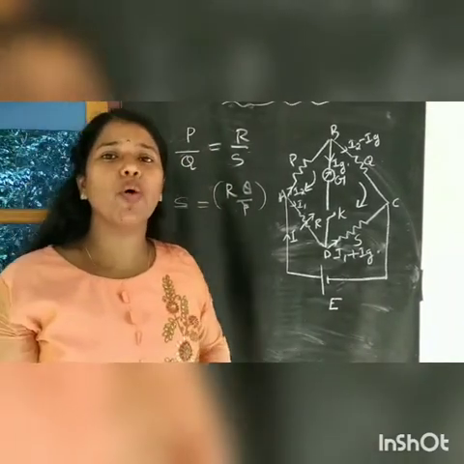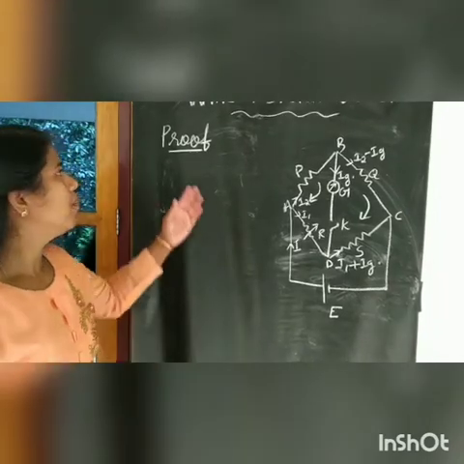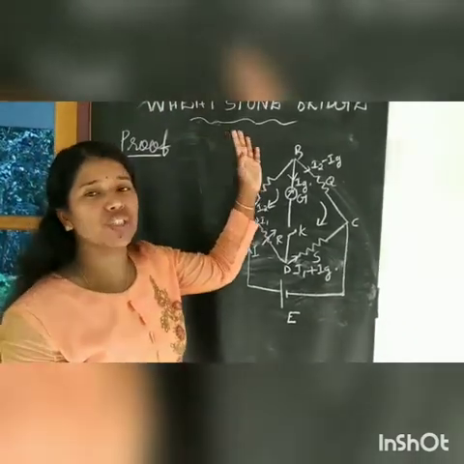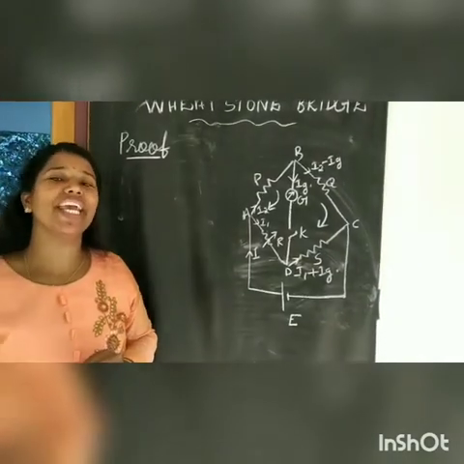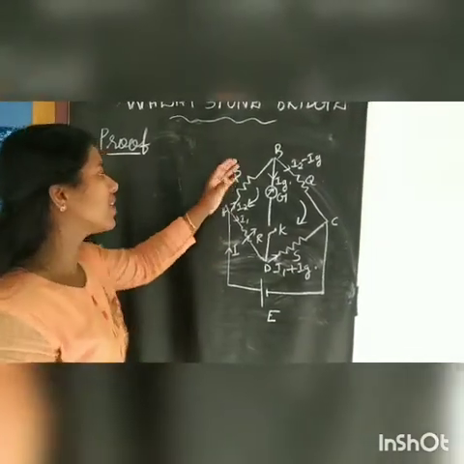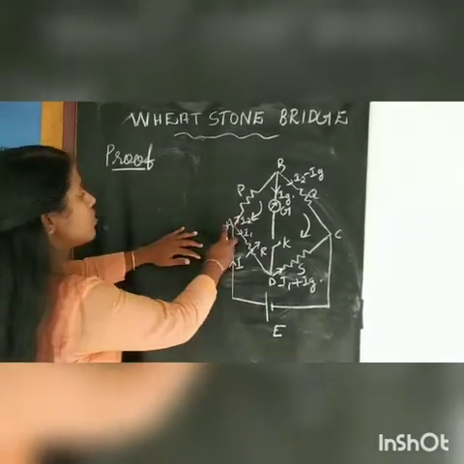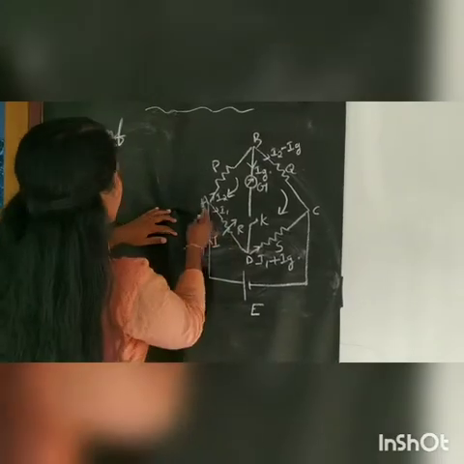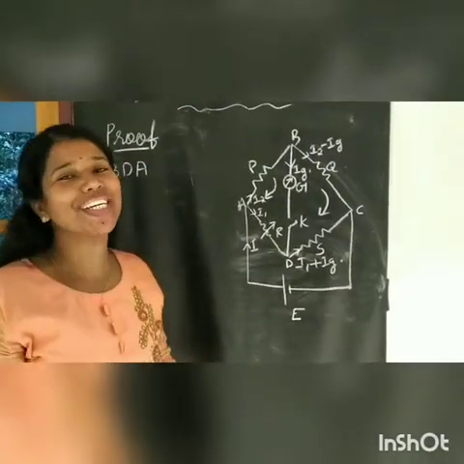Next is the proof based on the Wheatstone bridge. We have to prove that P by Q is equal to R by S. First we apply Kirchhoff's loop law. We can apply it to a closed loop. Which one are we considering? The loop A, B, D, A.